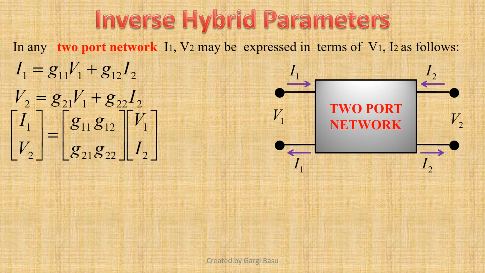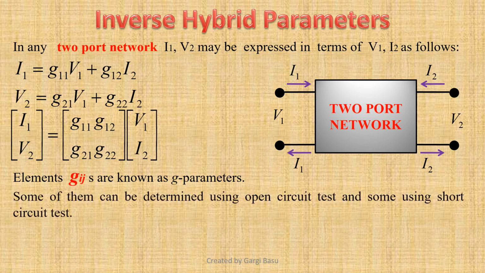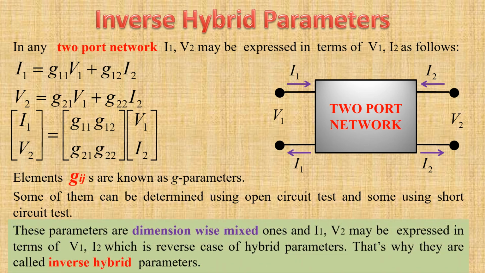The elements G11, G12, G21, G22 are termed as G parameters. They are measured by open circuit test and short circuit test. They are dimension wise mixed type. As the input port current I1 and output port voltage V2 are expressed in terms of V1 and I2, which is the reverse case of hybrid parameters, that is why these parameters are known as inverse hybrid parameters.